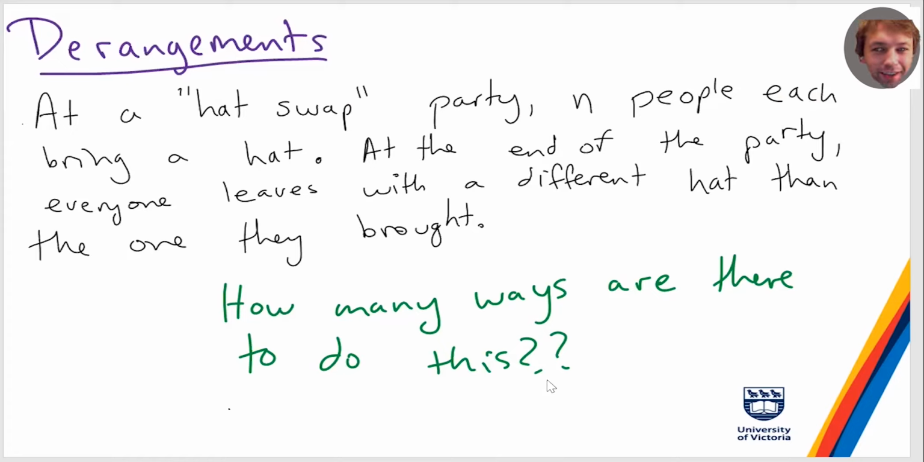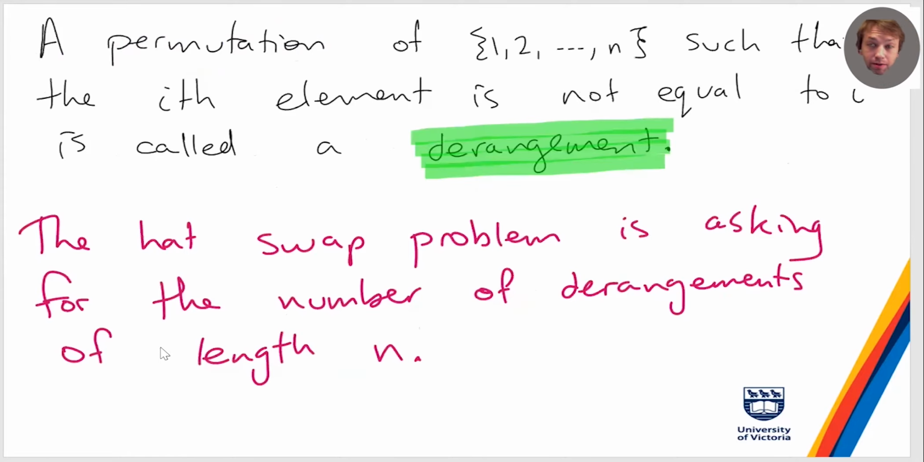So how many ways are there to do this, in terms of how many different outcomes there are in terms of different people having different hats? Is it clear? Everyone brings a hat, and all the hats are different, they're distinguishable hats. Somebody has a cowboy hat, somebody has a baseball hat, whatever. And you have to leave with a different hat than what you came with. How many ways can I do this? That's related to the concept of a derangement.